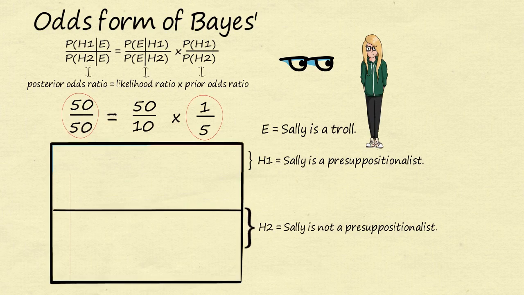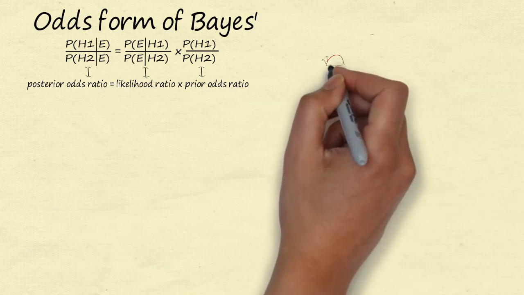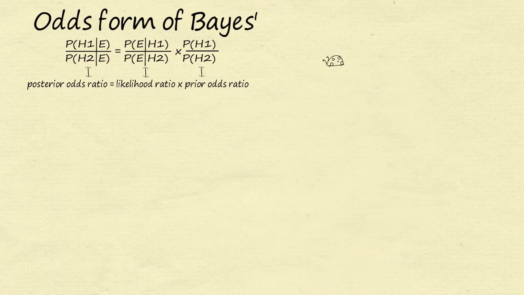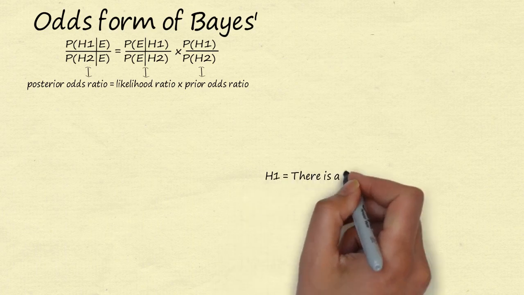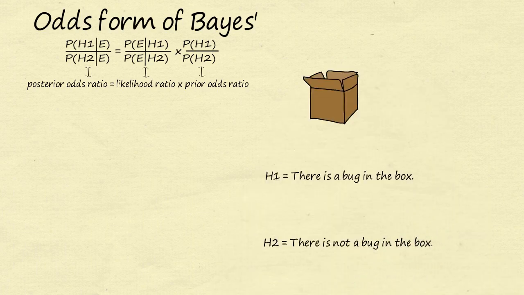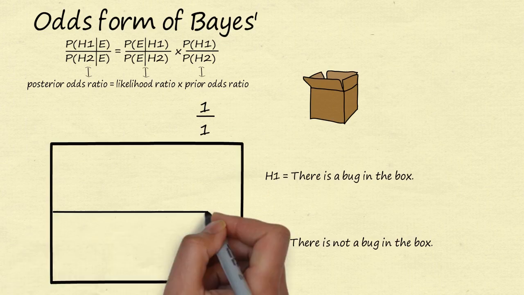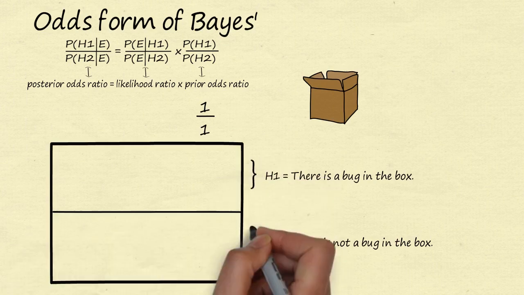Next, let's use an example to show that absence of evidence is evidence of absence, even when we wouldn't expect to see the evidence. Consider a very small bug. Most of these bugs are too small to be seen. We have two hypotheses. There is a bug in the box, and there is not a bug in the box. Start by drawing a box. Suppose we start off at 50-50 on whether a bug is in the box. Divide the box in half to represent our prior odds ratio.